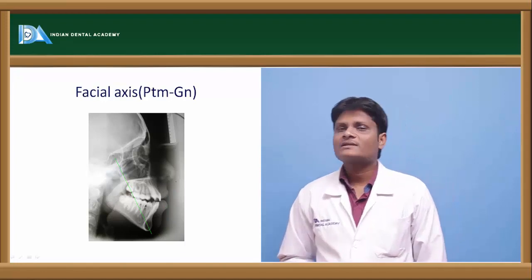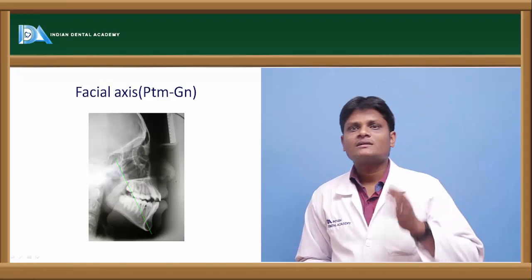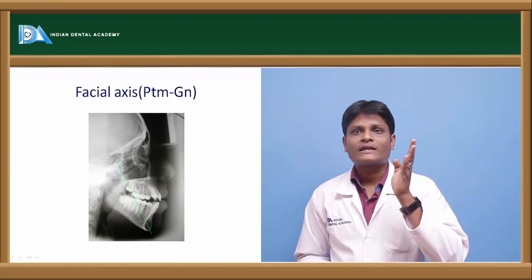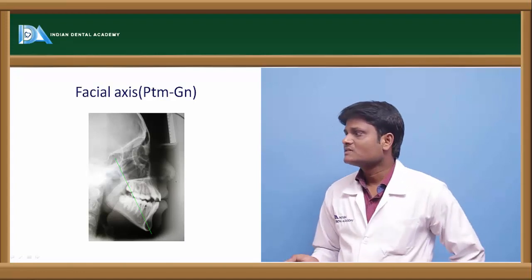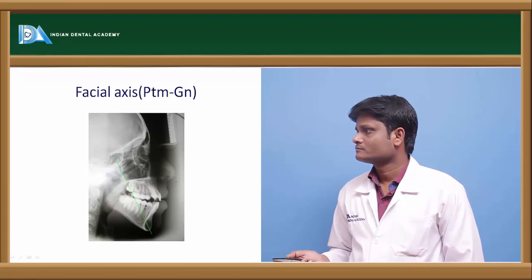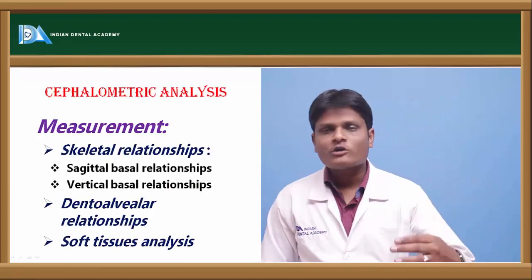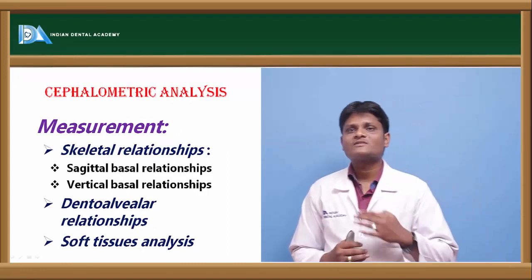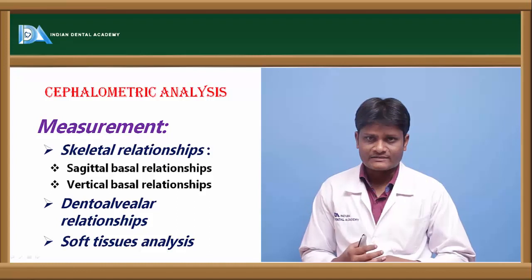The next important vertical plane is the facial axis. It is formed by joining the PT point or pterygomaxillary point with the gnathion. This is the facial axis or growth axis. So those were the important horizontal and vertical reference planes that are used in a routine cephalometric analysis.